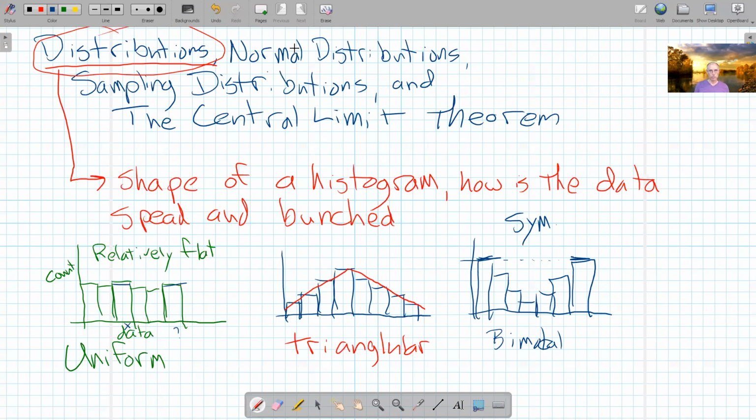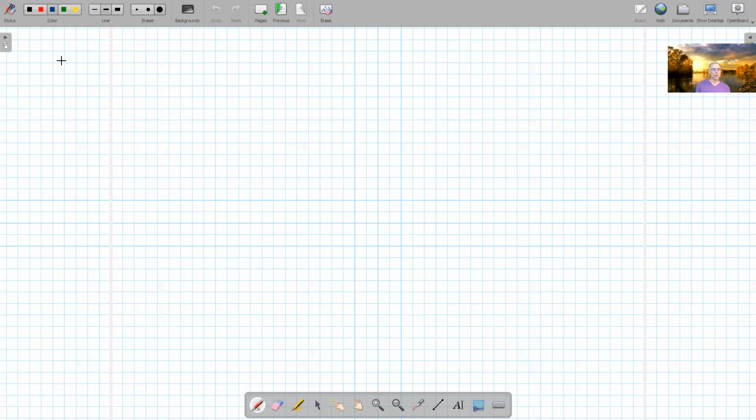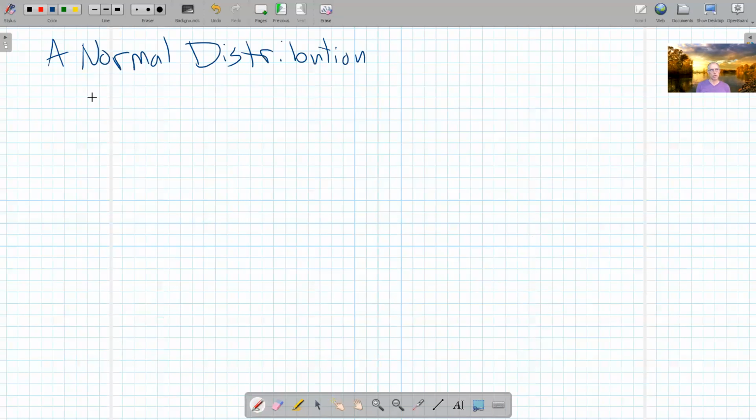Normal distribution. A normal distribution is a very special one, and it has a variety of characteristics. I'm going to talk about the normal distribution in two different ways. First, from a histogram point of view, and then from a theoretical point of view. And I'll give you other examples of theoretical versus experimental.